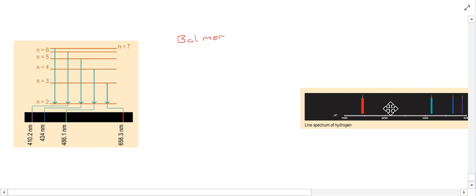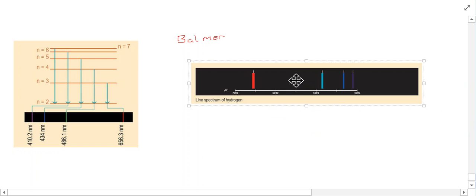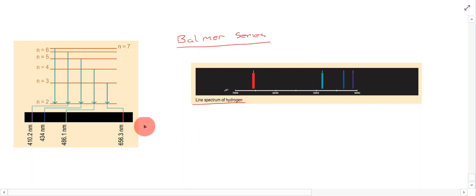So again, what we're trying to get back to, or what Niels Bohr was trying to explain, is how we account for this spectra being formed. So what happens exactly in relation to the formation of what's known as the Balmer series line spectrum for hydrogen, and how does that link into these energy levels that we've been talking about?